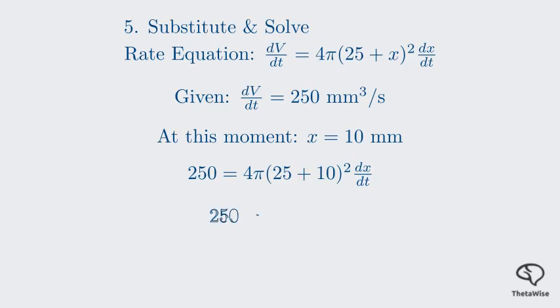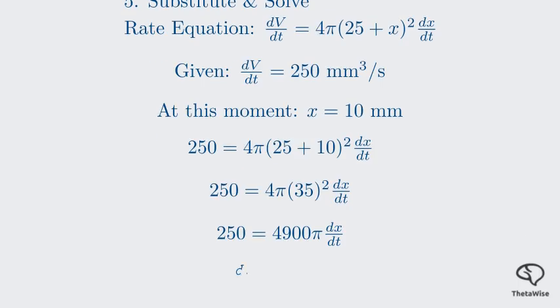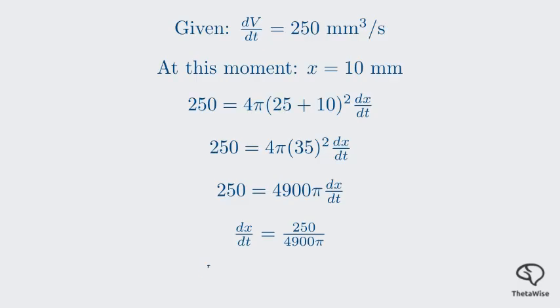Simplifying, 25 plus 10 is 35, and 35 squared is 1225. So 250 equals 4 pi times 1225 times dx/dt. Multiplying 4 by 1225 gives us 4900, so the equation is 250 equals 4900 pi times dx/dt. Now, to solve for our unknown rate, dx/dt, we just need to rearrange the equation. We divide both sides by 4900 pi. This gives us dx/dt equals 250 divided by 4900 pi. Using a calculator, this is approximately 0.0162.